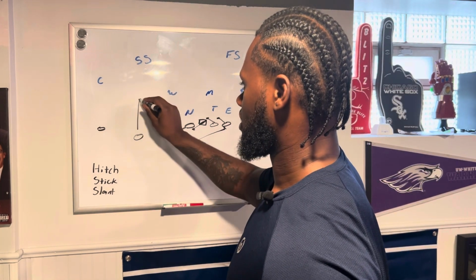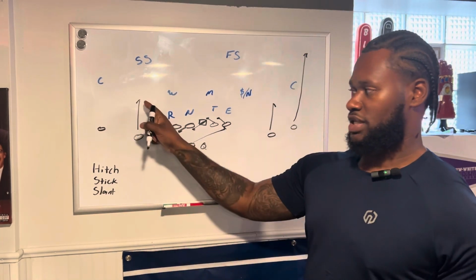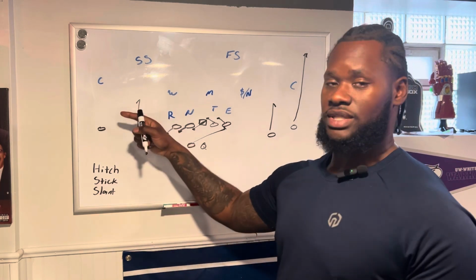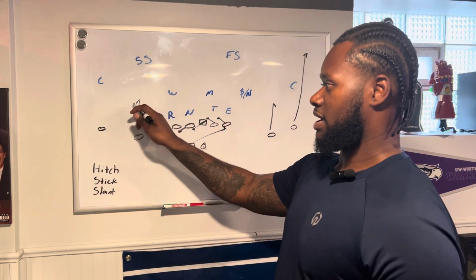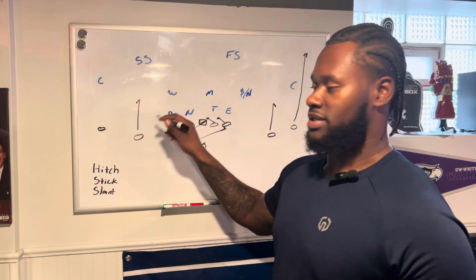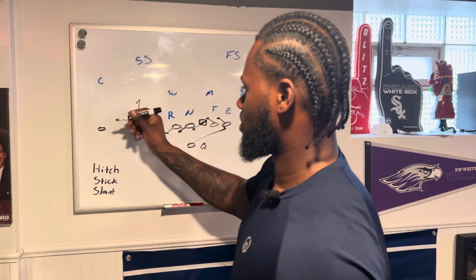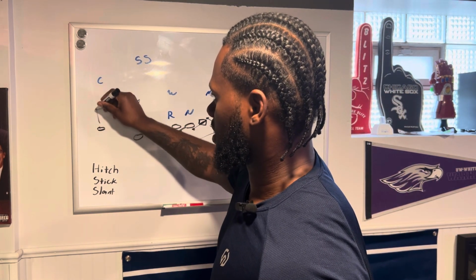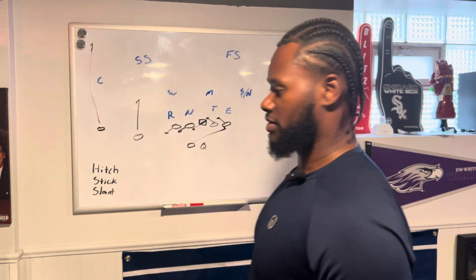Same thing on this side, right? Running that stick route, 6 yards. Now he's turning to his outside shoulder, right? He's breaking out instead of breaking in like you would with a hitch. Same thing for this receiver: outside release, getting vertical.